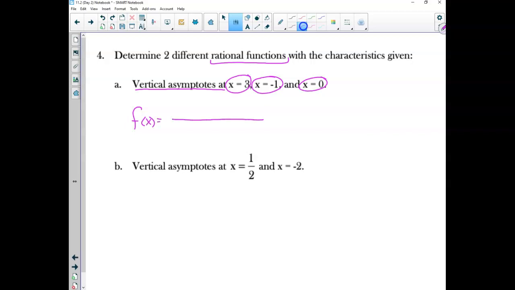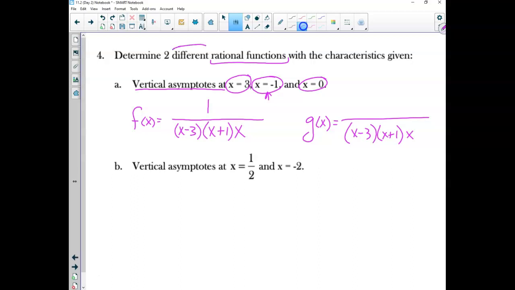And if I have a vertical asymptote at x equals 3, that means I have a factor of x minus 3 in the denominator. If I have a vertical asymptote at x equals -1, that means I have a factor of x plus 1. And if x equals 0, well, that's just times x, okay? And look, there's the vertical asymptotes, and if I put a 1 in the top, that's fine. And if I write a whole brand new function, g of x, that still has those exact same vertical asymptotes underneath, but maybe I just put a different number in the top, it's going to be a different function, okay?